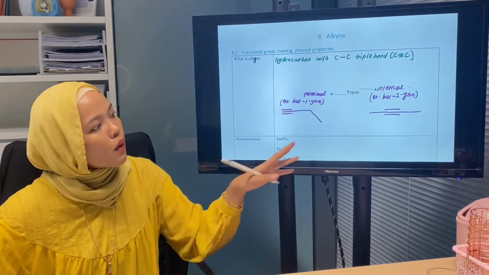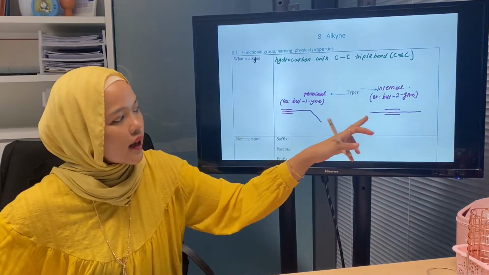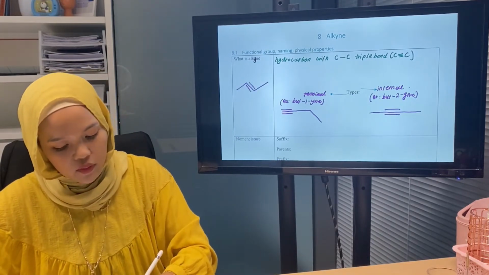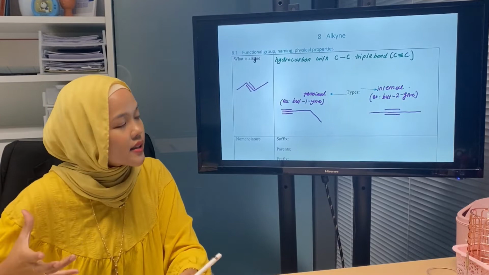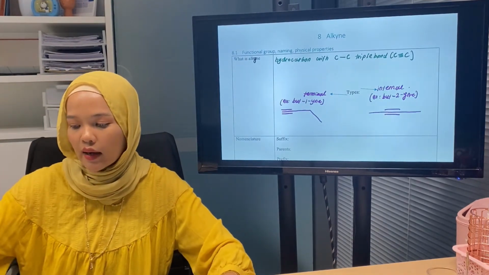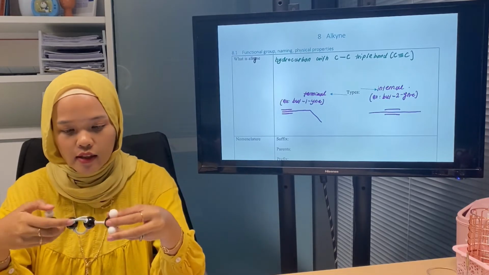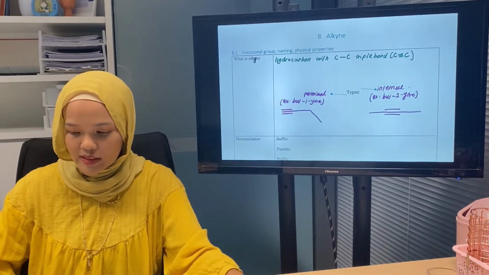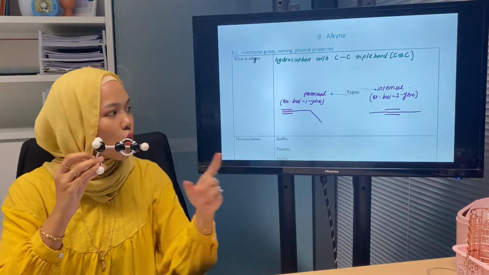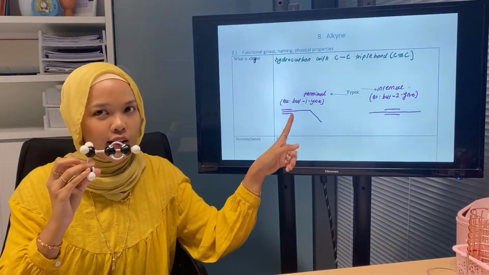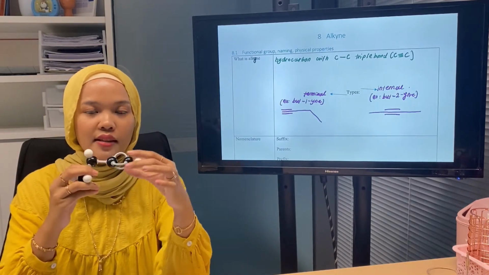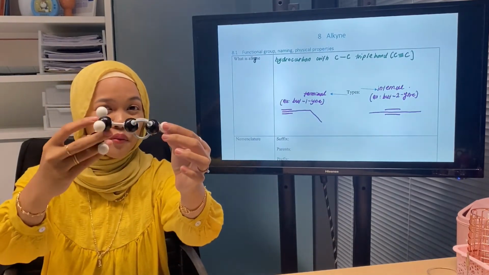Why is it like this? Why do I have to draw a straight line? Why don't I draw it like this? The reason lies in the bonding. For the bonding of alkyne, for example, this is the terminal alkyne, this is your but-1-yne, or 1-butyne. If you see, this is a triple bond. I hope you can see this.